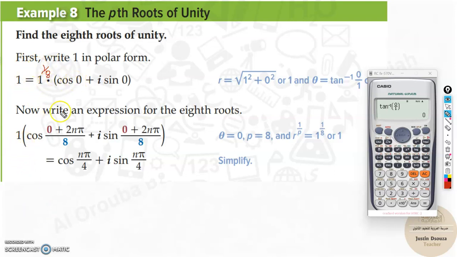Now what about cos? Theta is 0 plus 2n pi. As it is, write it divided by the p value, which is 8. So now we write 8. Same thing goes for sine, but only the imaginary part is in sine. Now let's simplify this. 0 is gone. 2 ones are 2, 4s are... So you will have n pi by 4. Even in the sine, it is n pi by 4.